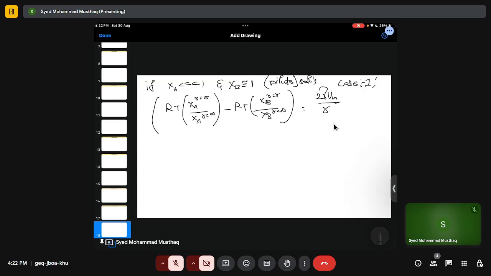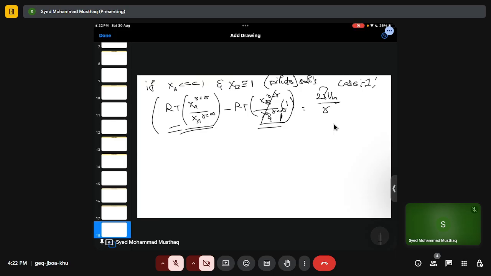Now what happens? If I'm talking about dilute solutions and case 1, then RT, yeah, these terms will remain there. They will not change. But what about these terms? They will change. The 1 minus XB will become 0, because XB will become 1. So everything will be 0. This term will be almost 1.